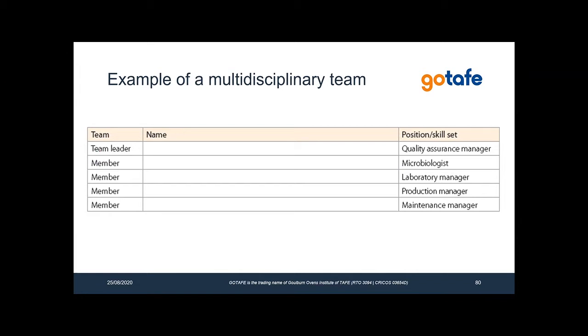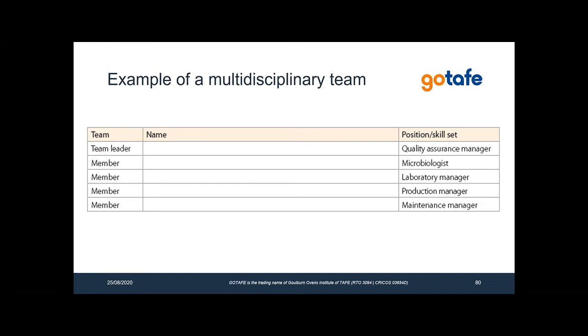So the team leader could be your quality assurance manager, and the members could be microbiologists. Obviously, that is really important. And also, we need a lab manager in there if we're doing any tests. He or she is going to interpret the lab results and also confirm positives and negatives if there's a false result out there. So the next one would be the production manager.